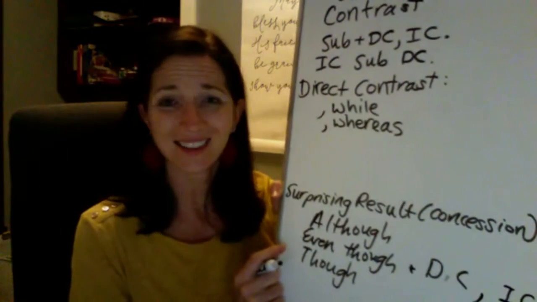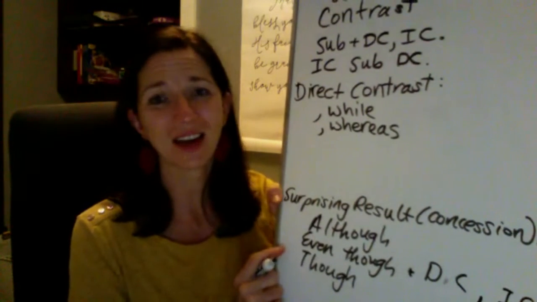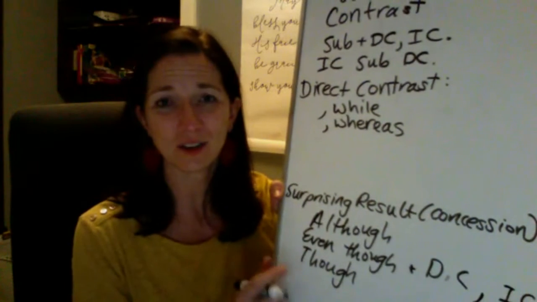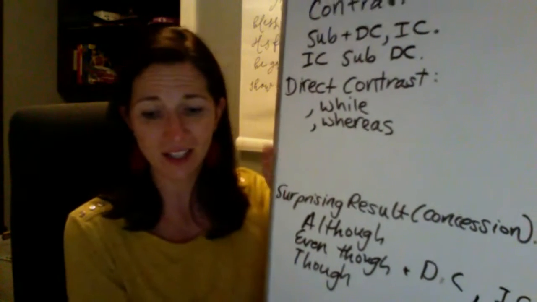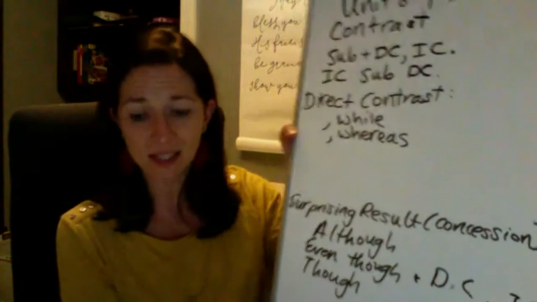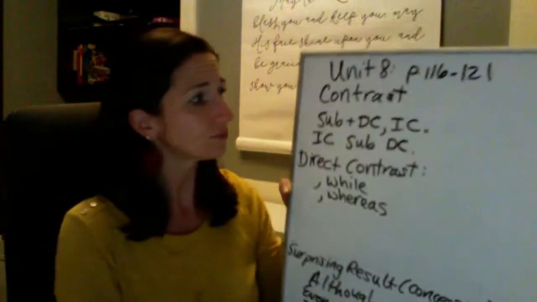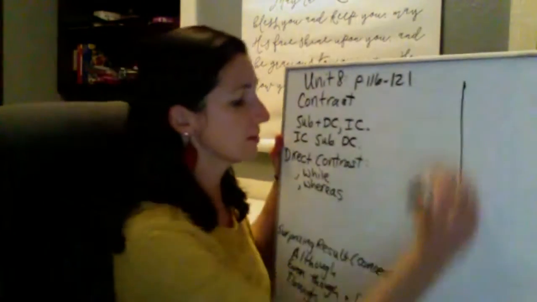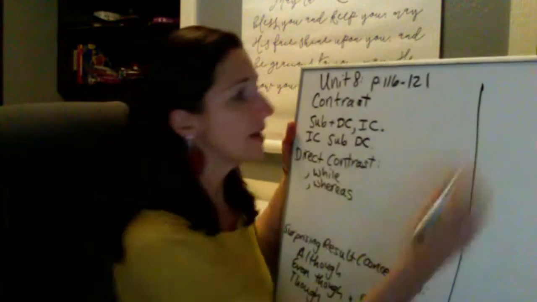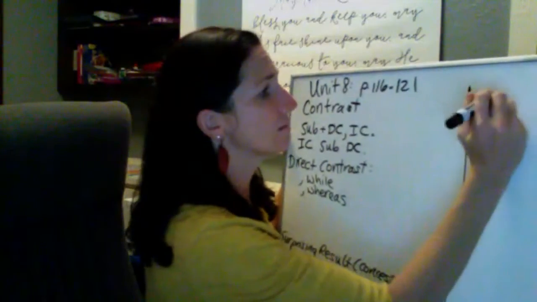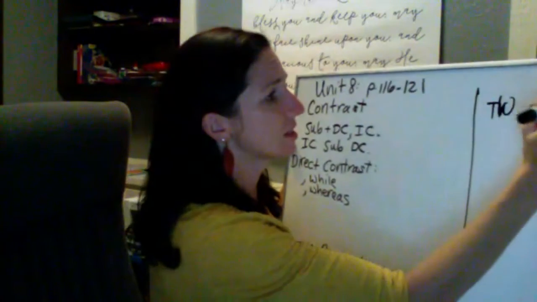So do not use a semicolon with these. Okay, we need commas, and we need two different clauses. Okay, so these are on page 116 and 117. Now let's take just a minute. We'll flip over to the next section that we're talking about. And these are transition words and prepositions.